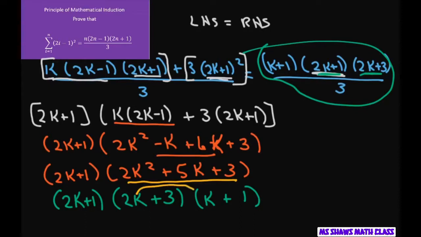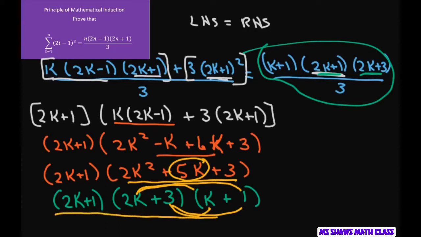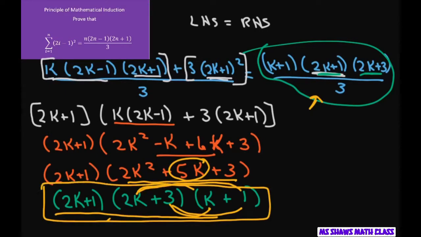So we do have our 2k squared. And this is 2k plus 3k equals your 5k. And of course 3 times 1 is 3. So here we have it. This is the same as this. If you want to rearrange it, you could, but you don't need to. So basically, just looking at this, this equals that, and you did your proof. So we're good to go, and that's it.